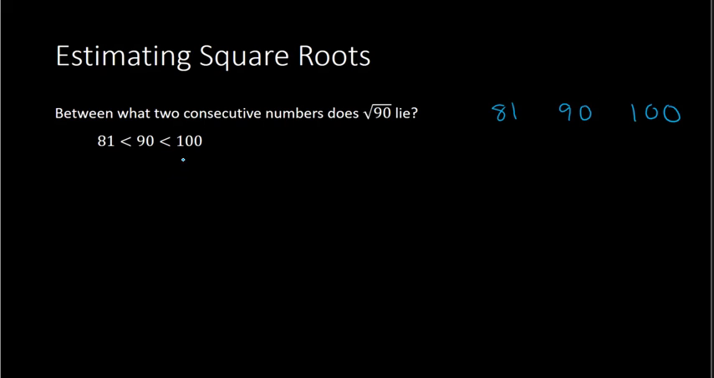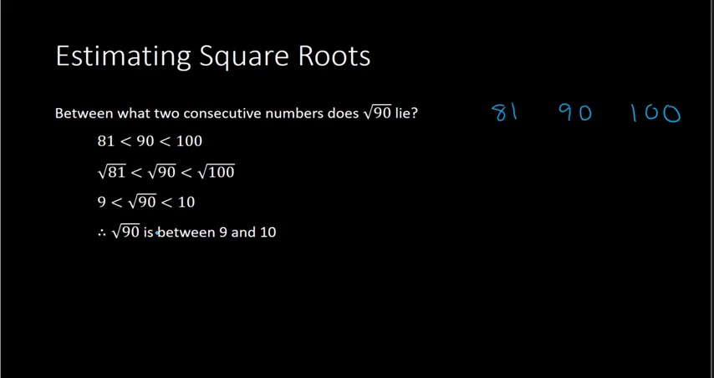So if I take the square root of everything, this order would also be true. Well, the square root of 81 is 9, the square root of 100 is 10, so I know that the square root of 90 must be between 9 and 10. And if you're trying to estimate, you want to determine which one it would be closer to. Looking back at the 81, 90, and 100, 90 is pretty much in the middle, right? 81 plus 9 is 90, 90 plus 10 is 100, so it's almost in the middle, so I can estimate this to be approximately 9.5.